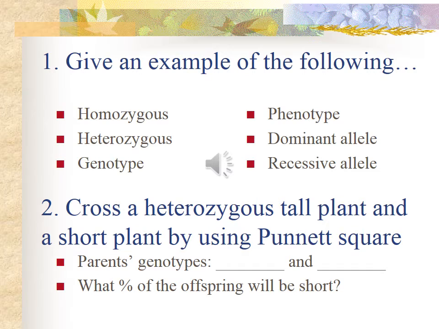Okay, number two, cross a heterozygous tall plant with a short plant by using a Punnett square. So show your Punnett square. Make sure you write down first what the parents are going to be. Heterozygous means different, remember that. And short plant, think about it. Think homozygous recessive there. Okay, and then come up with the percentage out of the Punnett square of the offspring that may be short.